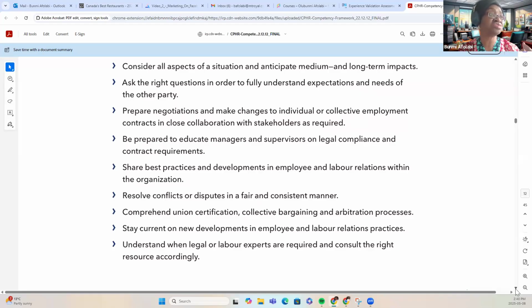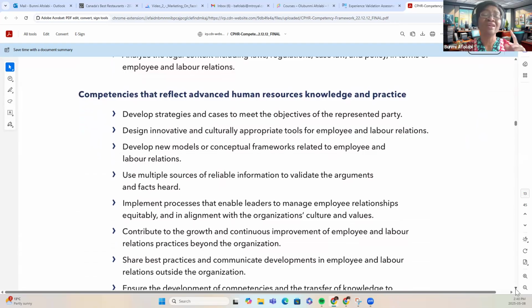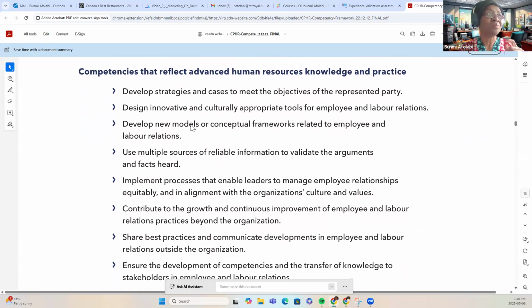So this is why you need to really think about this properly before you do it. Now, there is a second part, which is very, very important. There are competencies that they also want to see that will reflect advanced human resources knowledge and practice. Honestly, the more of this second part that you can show in your story, the better positioned your submission will be. Yes, you want some of the first part, but you want more of the second part. So again, this is not something you do in a hurry.